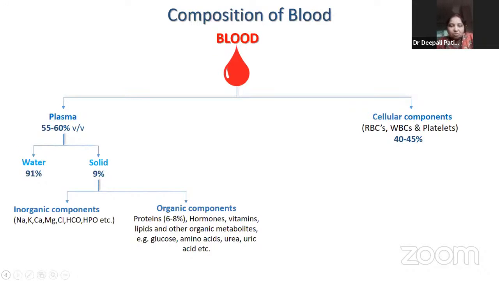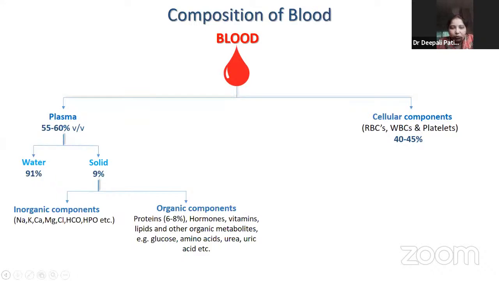The blood is constituted by two factors. One is the liquid part and another is the cellular component of the blood. The liquid part of blood is called plasma, and it is made up of two components. The fluid, which is also called water, constitutes 91% of the total blood volume, and the solid part constitutes 9%. This solid part is again divisible into two parts, that is inorganic components and organic components.